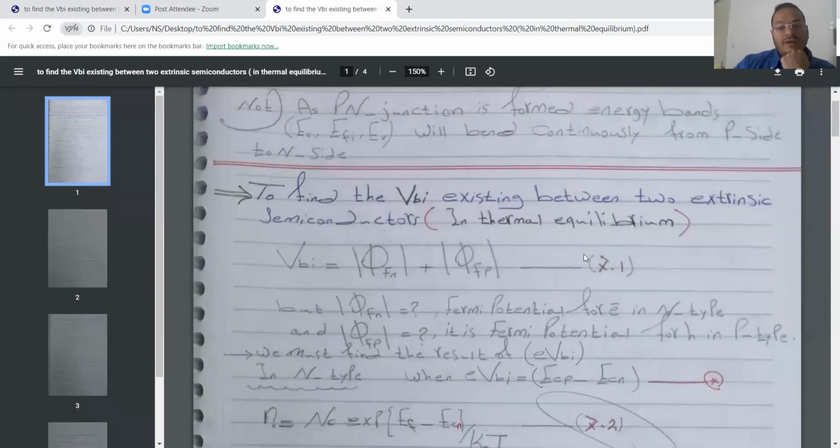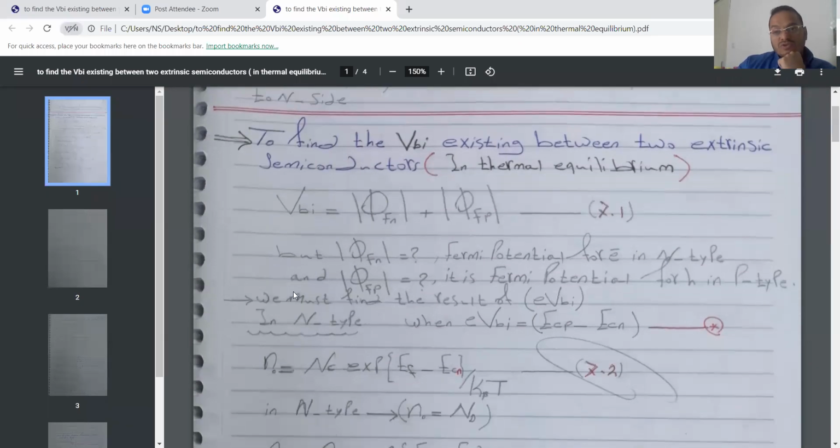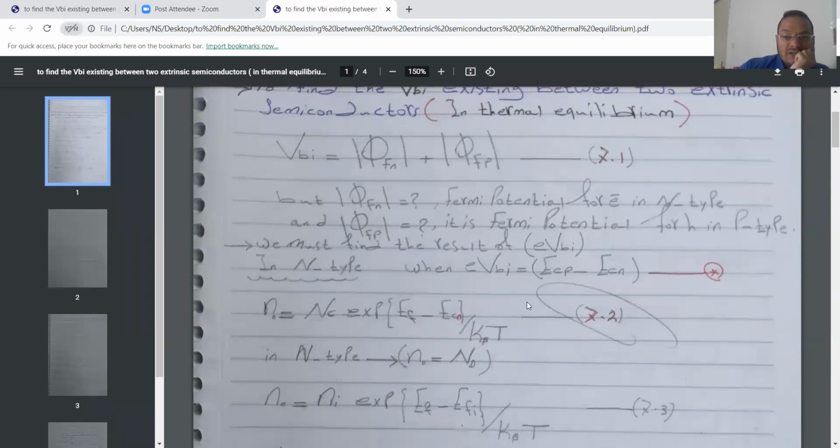Yes. To find the built-in barrier potential existing between two extrinsic semiconductors, we will start from equation 7.1 at the source, the most important equation and the starting point that lets us prove and calculate this result. We will start from this equation: eV_bi, the electron built-in barrier potential, equals the hole conduction band minus the electron conduction band energy. Here, that means we must first calculate one of them.